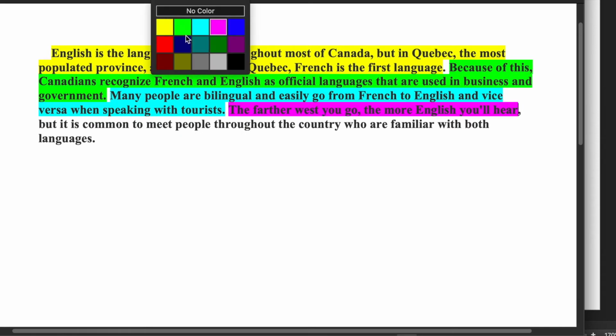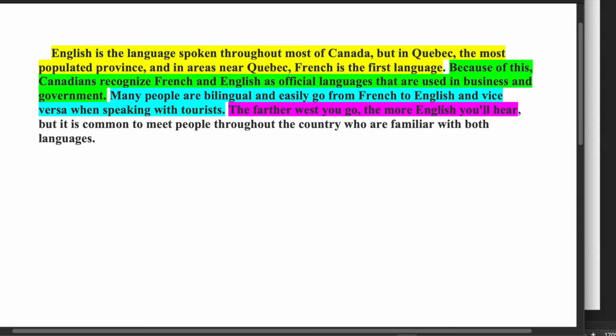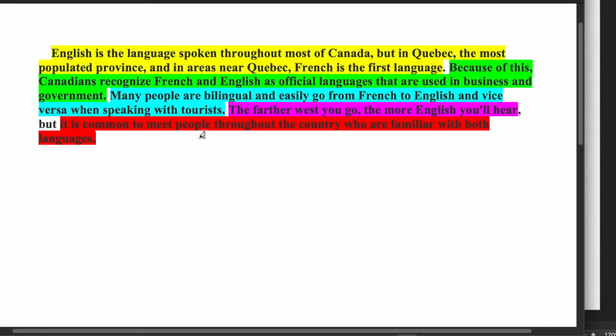And then we have a concluding sentence. So we're going to choose a different color. It is common to meet people throughout the country who are familiar with both languages. So our structure here is staying similar to the structure of other paragraphs that we've seen. A topic sentence, a concluding sentence, and then 3 points that make up the middle of our paragraph.